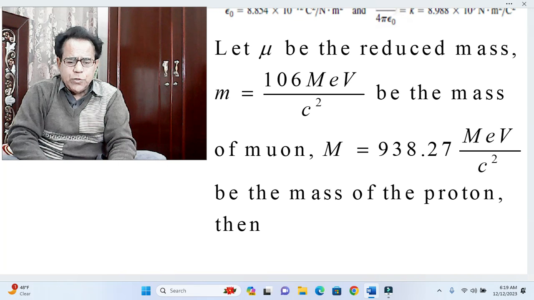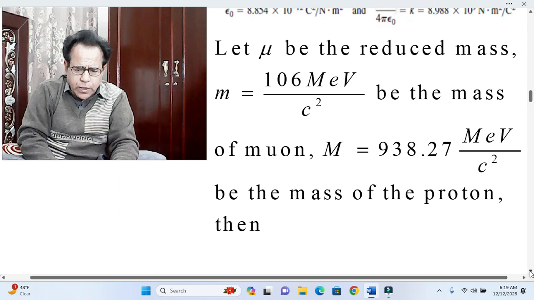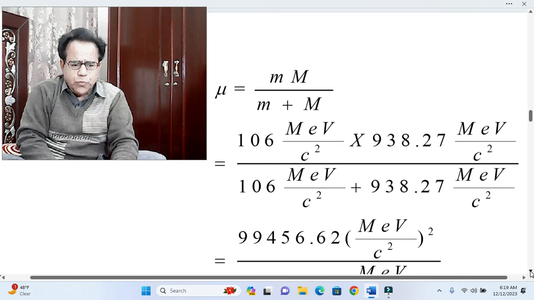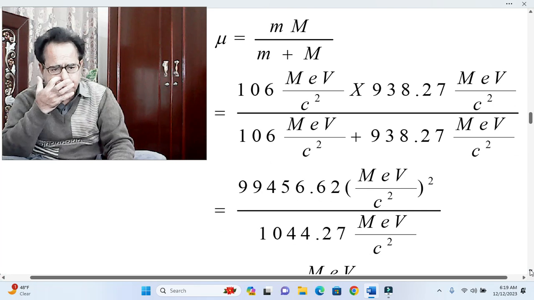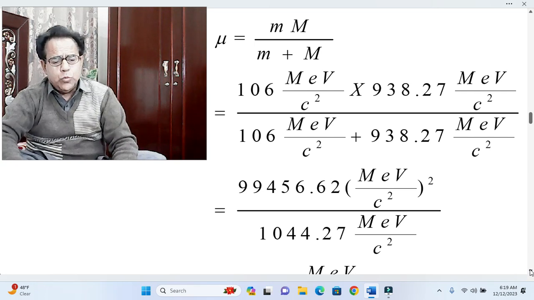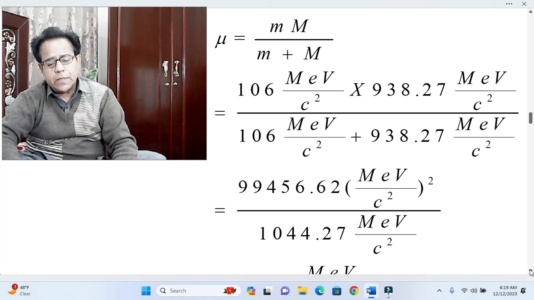While we have assumed that the reduced mass is mu, first of all we are going to find the value of mu according to the formula shown earlier, as m1 m2 over m1 plus m2. Using this formula, the reduced mass mu equals small m into capital M over small m plus capital M. Dear students, by putting these values and simplifying, we will get in the numerator 99456.65 (million electron volt over c squared) whole squared, divided by, in the denominator, 1044.27 million electron volt over c squared.